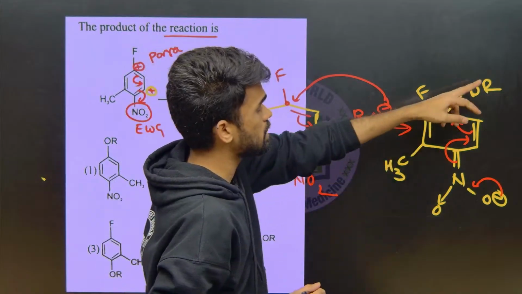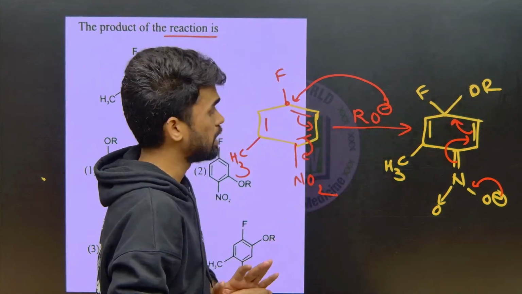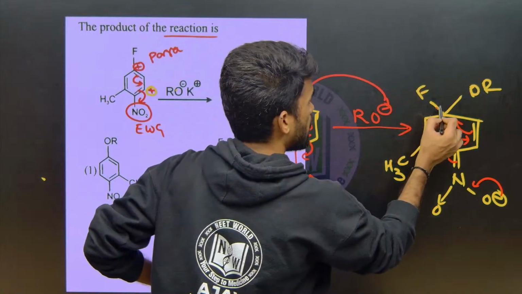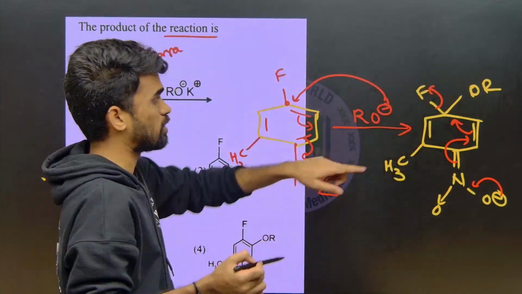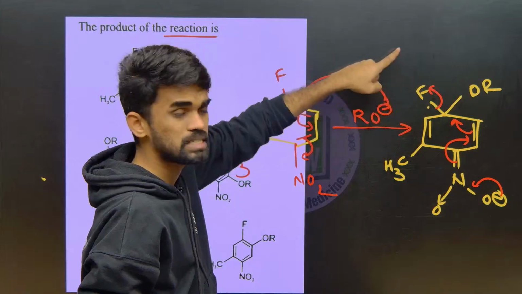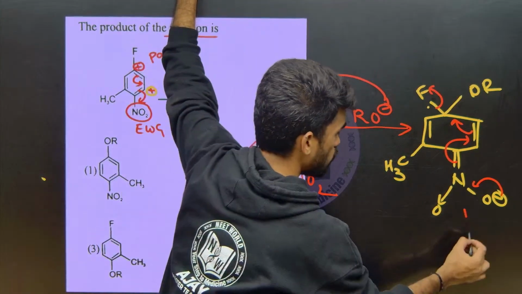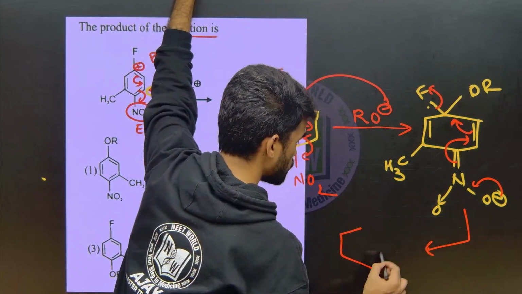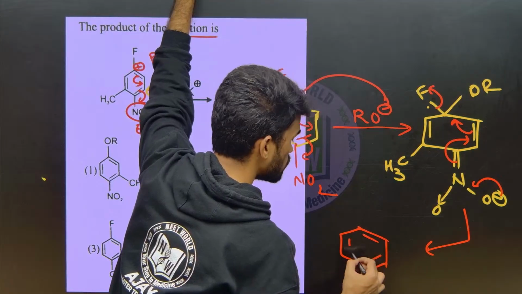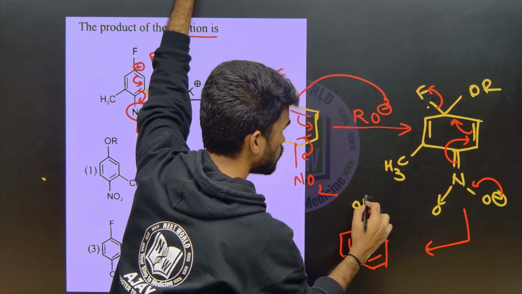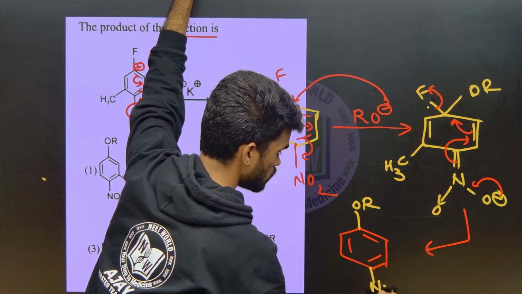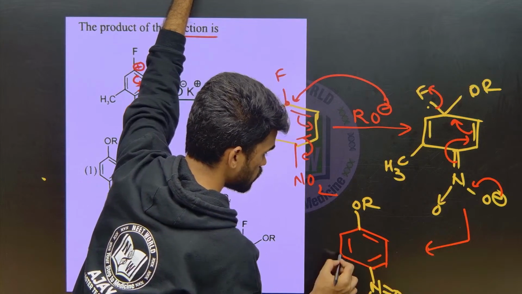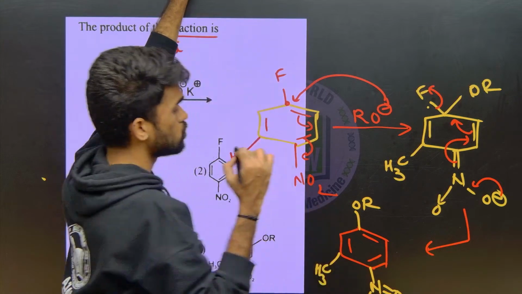We know the concentration of OR minus is more here, therefore it will not leave. So fluoride ion will go out as it is more electronegative, dragging the sigma bond electrons with itself and going out. Therefore we will get a product like this. Yeah, so this is our product.